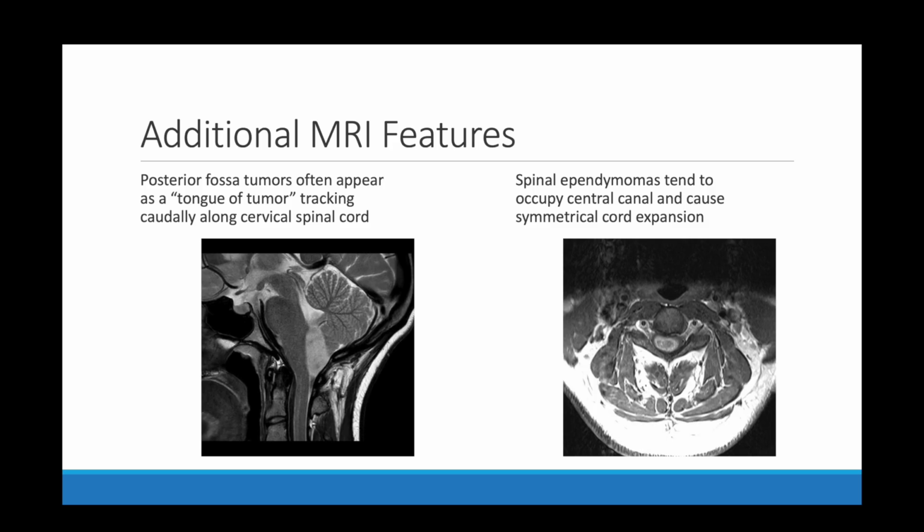These posterior fossa tumors often appear as a tongue of tumor that tracks caudally along the cervical spinal cord. And you can see a nice example of that in this image here. You can see this brightness tracking along the cervical spinal cord inferiorly. And then the other example I wanted to show is spinal ependymomas, which often occupy the central canal and cause this symmetrical cord expansion. So on the image I have here, you can see that hyper-intense lesion occupying that entire intramedullary space.